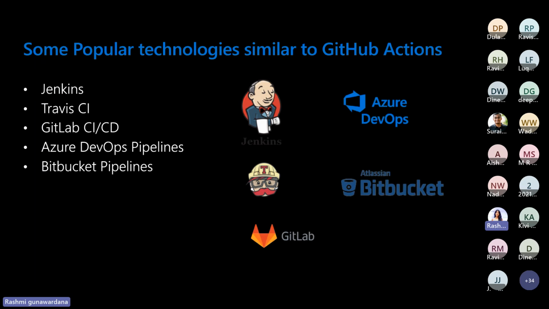What are some popular technologies similar to GitHub Actions? As I told you earlier, there are some popular technologies that are used in the industry these times: Jenkins, Travis CI, GitLab CI/CD, Azure DevOps pipelines, and Bitbucket pipelines. These are some of the most popular CI/CD tools that are available online for us to use.